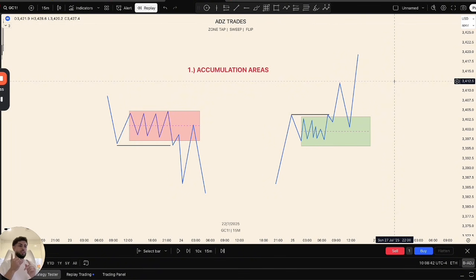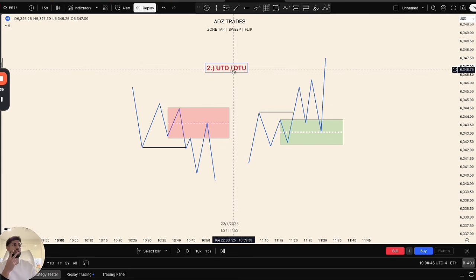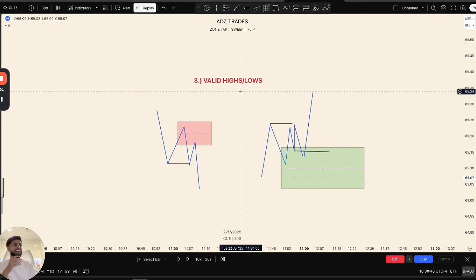Please watch this first 6-7 minutes, however much you need to, because this is the basis of all supply and demand. So we have accumulation, we have up to down, down to up, right? Accumulation, up to down, down to up, and we have valid highs and lows. Now, let's go to the chart and look for real chart examples.